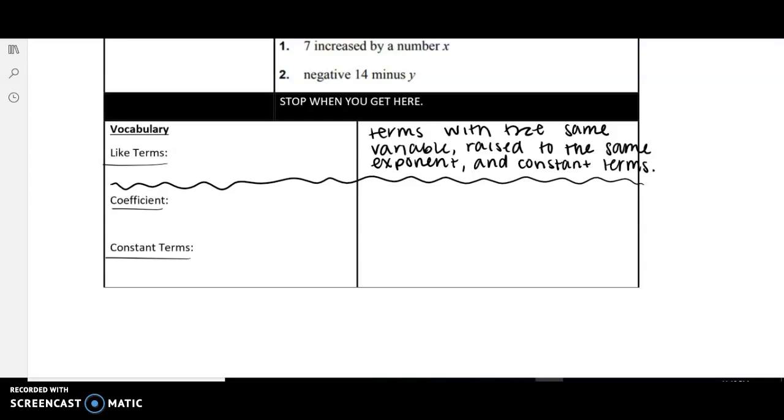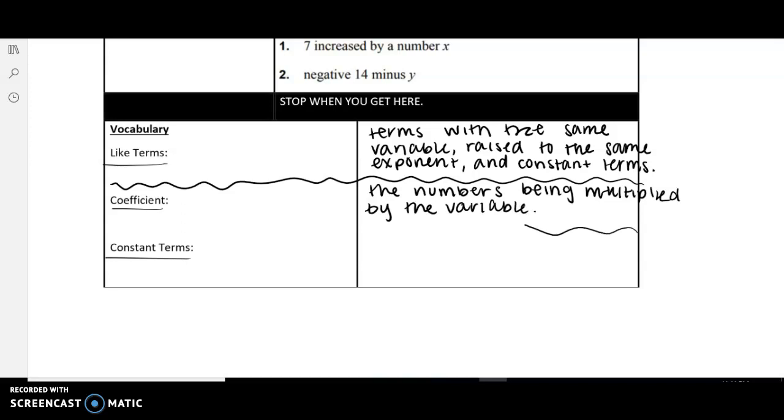Coefficients are, these are the numbers being multiplied by the variable. Constant terms are the terms without a variable.